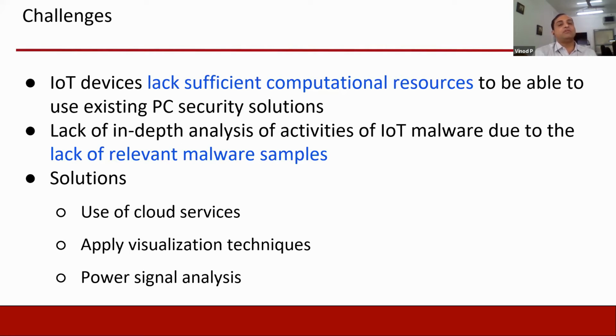So the only solution that is left at this stage for identifying or detecting malicious software, especially in case of an IoT device, is to use a cloud service. This cloud service will do an analysis, and it will send a light model periodically to the IoT devices, or apply visualization techniques, which we will be talking about today. There are also certain works that our group has been doing on power signal analysis, which is a non-intrusive way of detecting malicious samples. So let us look at each one of them from a higher level perspective.